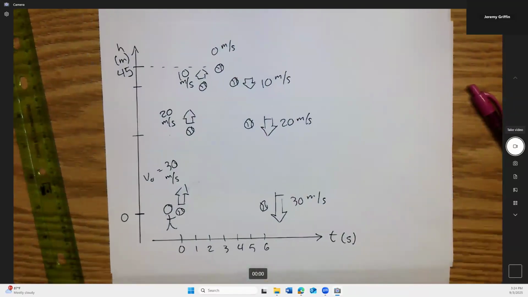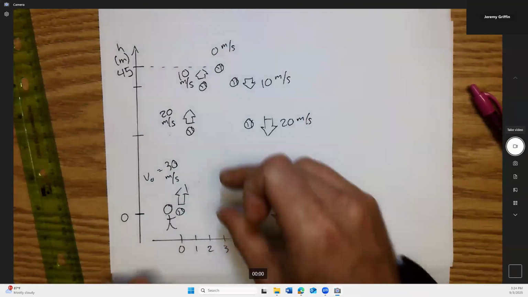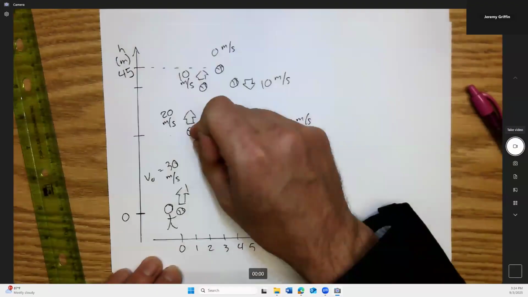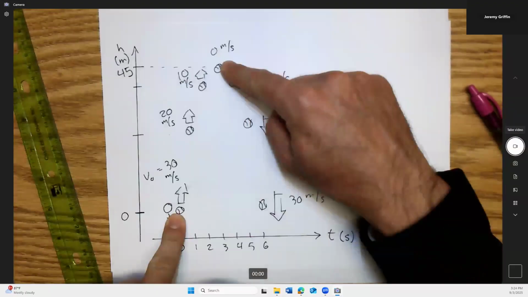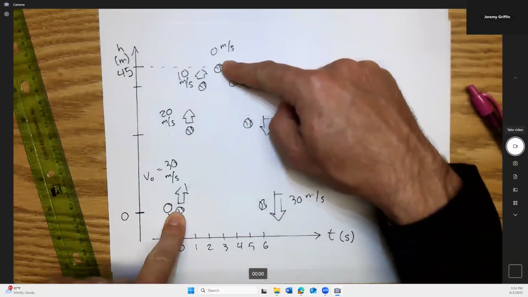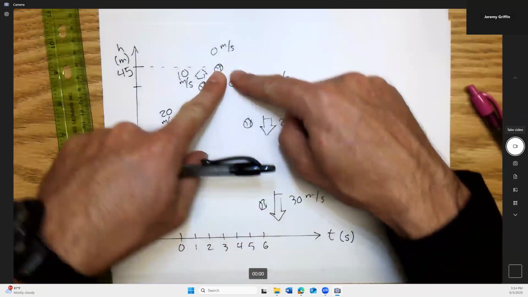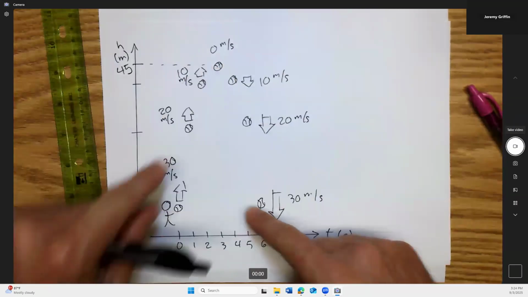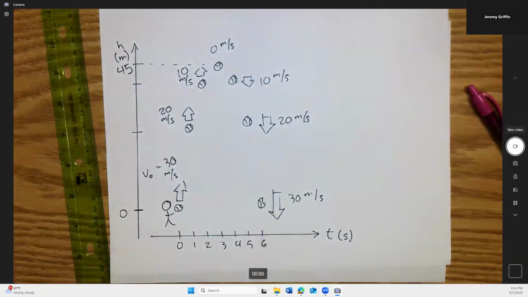Did you notice this one right here? Threw it up at 30 meters per second. After 1 second, it's here. 2 seconds, 3 seconds. Guys, it takes 3 seconds to reach the peak. And then does it take 3 more seconds to fall back down? What's the total hang time?